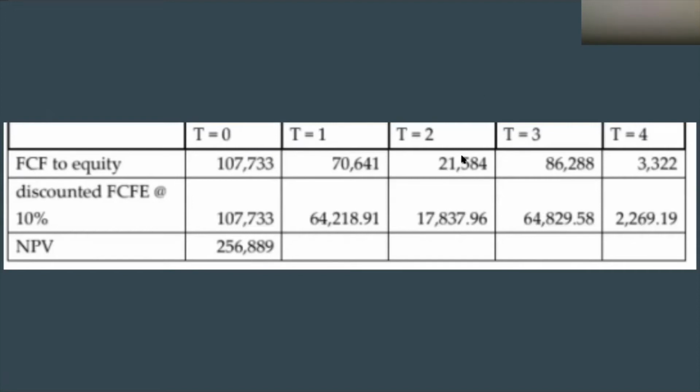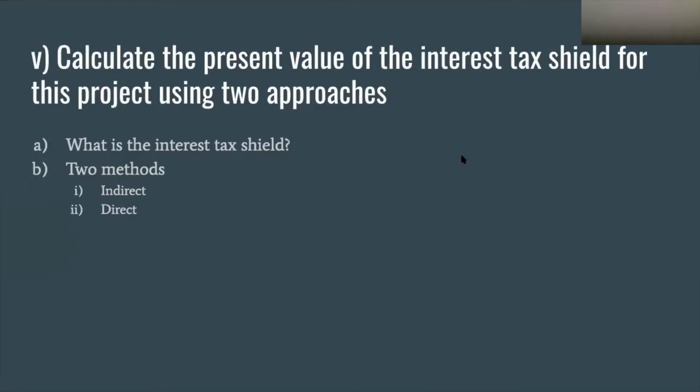So the last question that we are asked to do is to calculate the present value of the interest tax shield for this project using two approaches. First we need to know what an interest tax shield is. As I stated partly before, the basic assumption that we learned in the course Finance 1 is that the financing structure, like if you finance your project with debt or equity, doesn't matter for the value of the firm or the project.